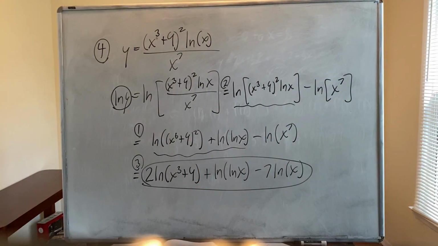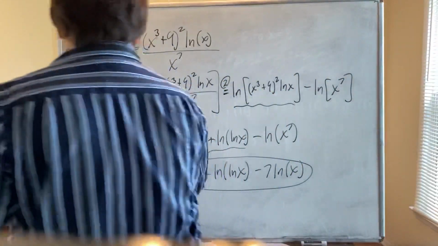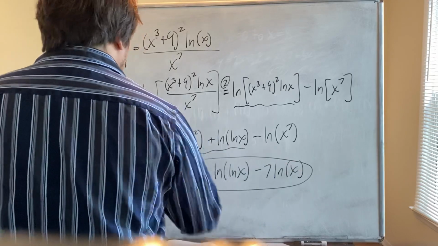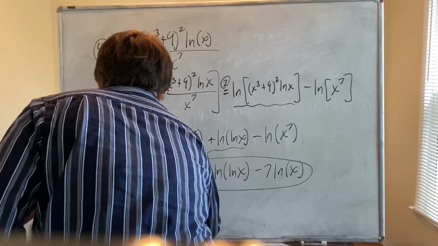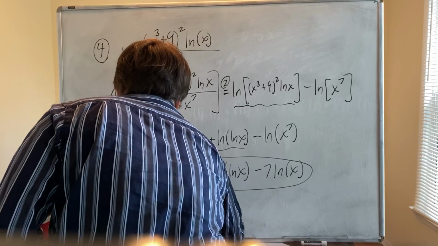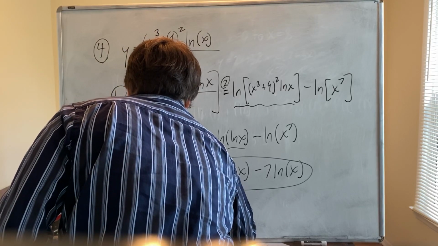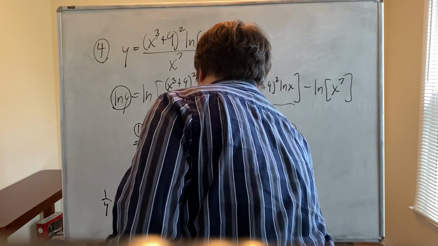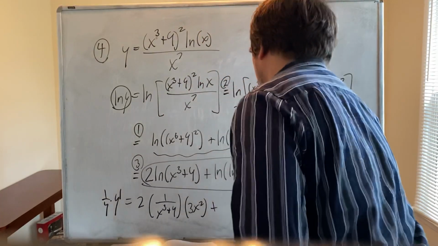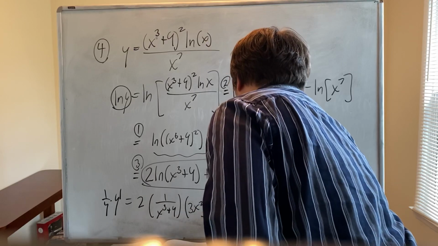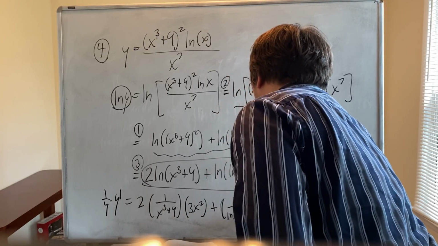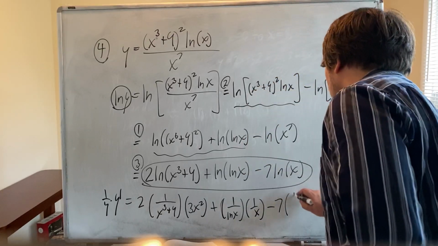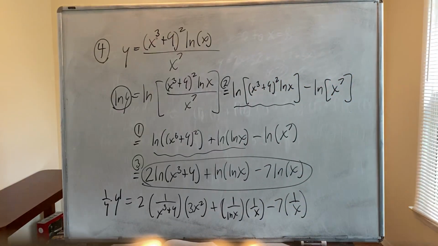Differentiate implicitly with respect to x. So d/dx of this is 1 over y times y prime, equals d/dx of that, which is 2 times 1 over x cubed plus 4 times the derivative of x cubed plus 4, which is 3x squared, plus d/dx of this, which is 1 over ln x times the derivative of ln x, which is 1 over x, minus 7 times d/dx of ln x, which is 1 over x.